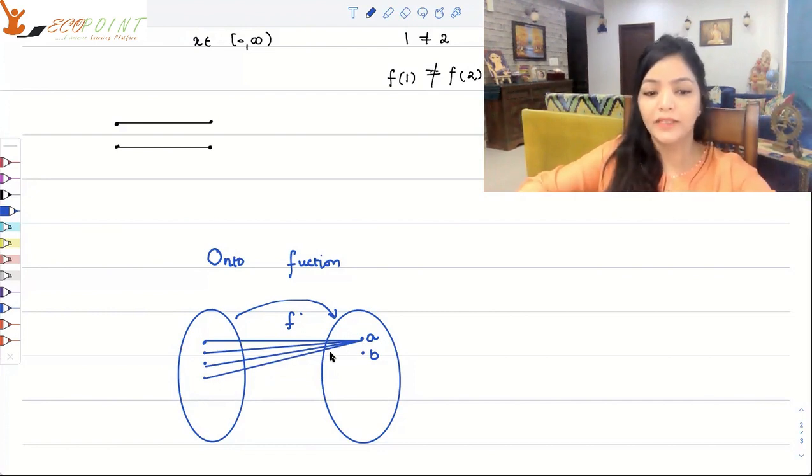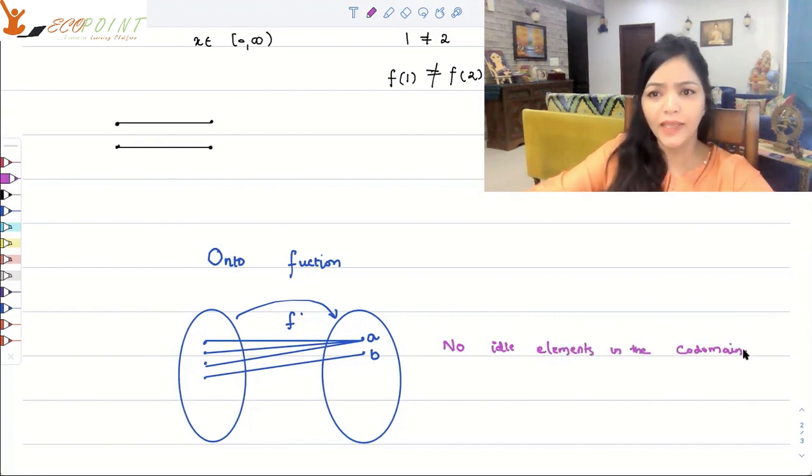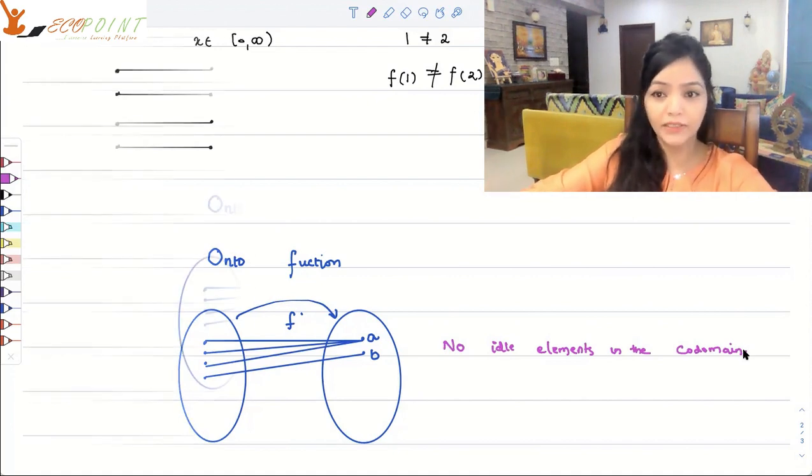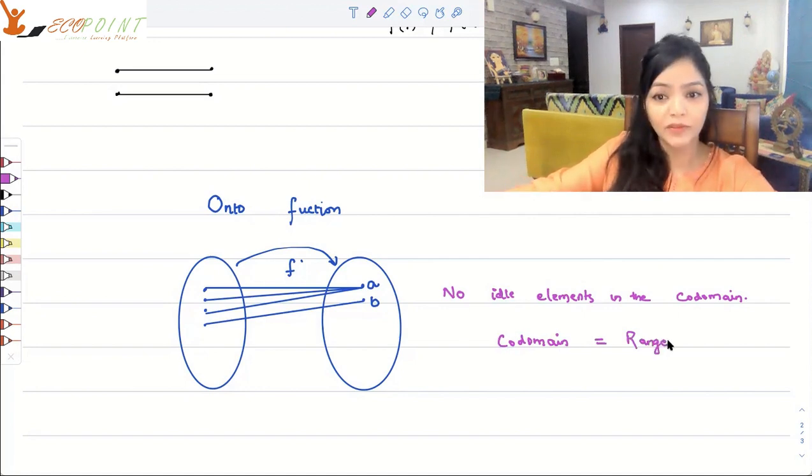So, having said that, what have we realized here? An onto function is a function where you cannot have any idle elements in the codomain. That means any entry that is there in the codomain needs to be an image of some entry in the domain, which would essentially mean that the codomain should be equal to the set of all images, which is called the range. Then only you cannot have any idle element in the codomain.